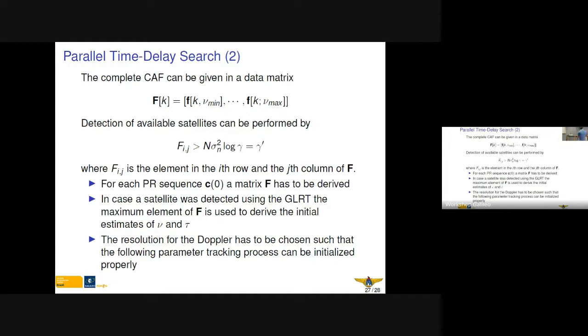The complete CAF then can be given in a data matrix. So we can evaluate these vectors Xi, create the vector F as defined on the previous slide, and then create a matrix F. With the elements of the matrix F, we can look at the detection problem: which of these elements are larger than our defined threshold. Remember, the threshold can be defined based on the probability of false alarm that we select for our problem.